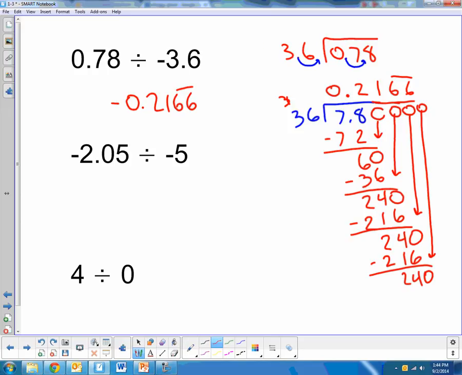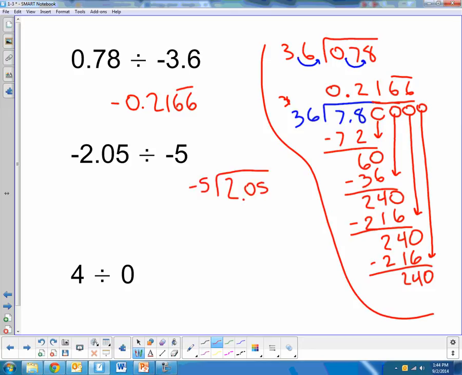Next one, negative 2.05 divided by negative 5. So again, give myself a little bit of room here. We're going to set it up. The first number goes inside, the second number goes outside. I'm actually going to get rid of that negative for now, just so I don't get confused. And we've got a division problem. I already have a whole number, so I don't have to worry about the decimals. 5 does not go into 2. I can pull that decimal point up.